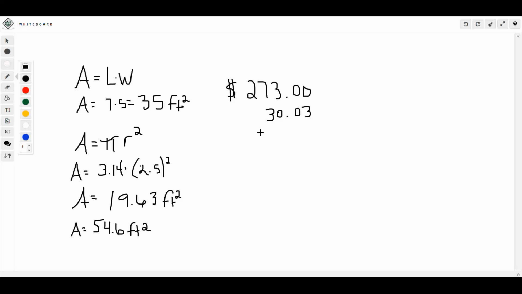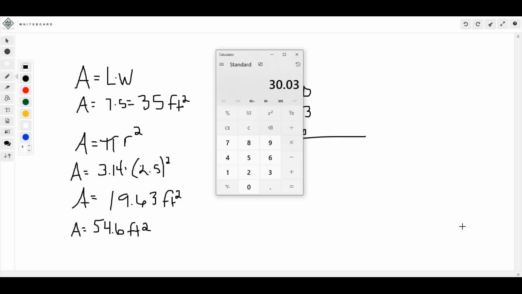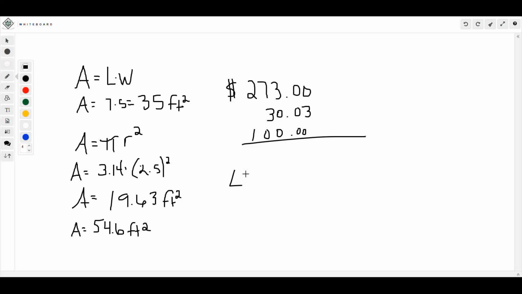plus that $100 installation, and we're just going to add it all up. Okay, so 30.03 plus 273 plus 100. So 403.03 should be our final answer. That should be our final answer.